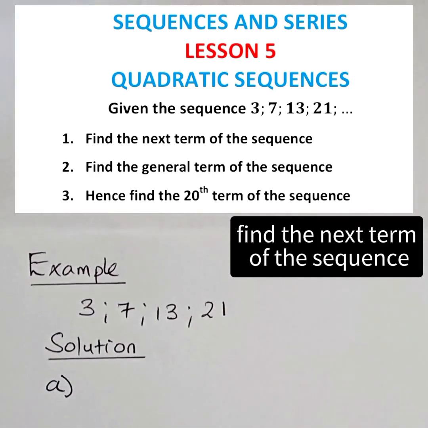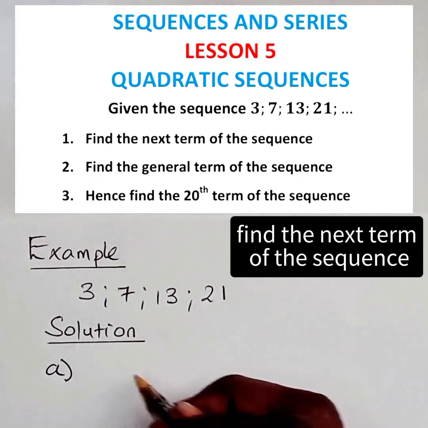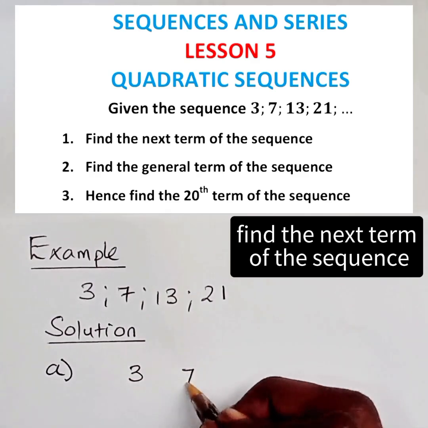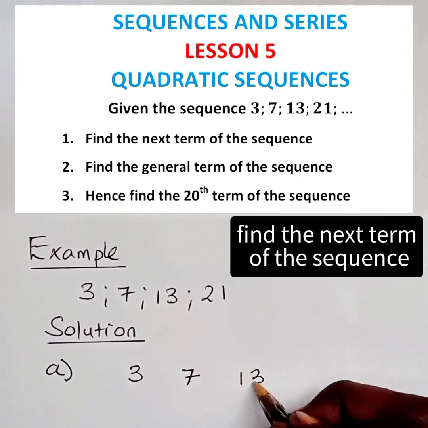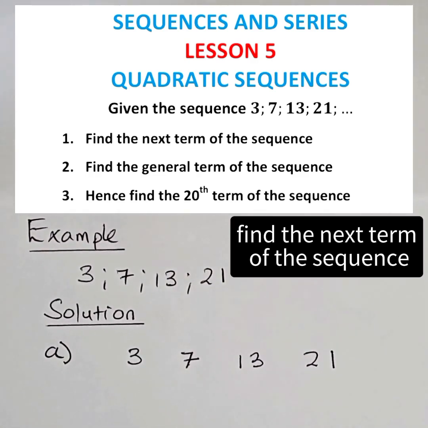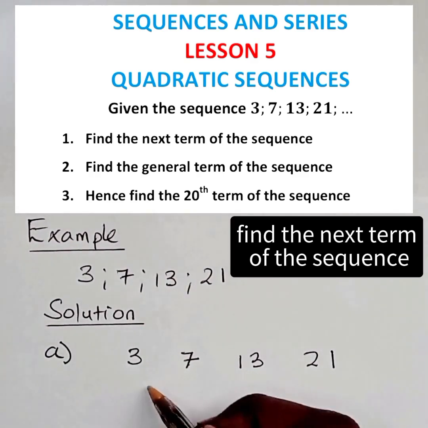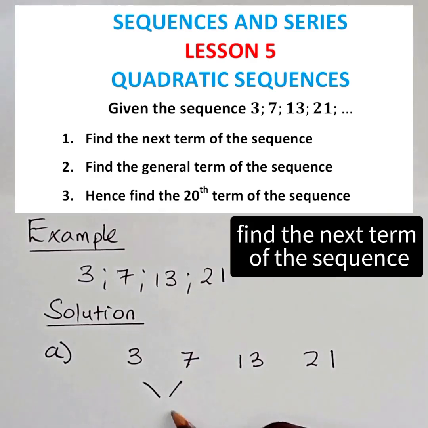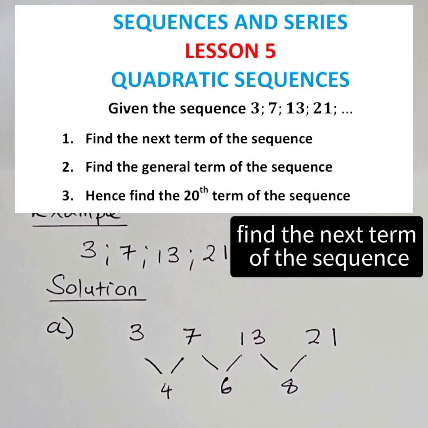Now we just need to rewrite that sequence. We are going to say 3, 7, 13, and 21. You remember I've used this example in the previous lesson for illustration purposes. Now we are going to look at the first differences. We get 4, and 13 minus 7, we get 6. 21 minus 13, you get 8. Those are the first differences.